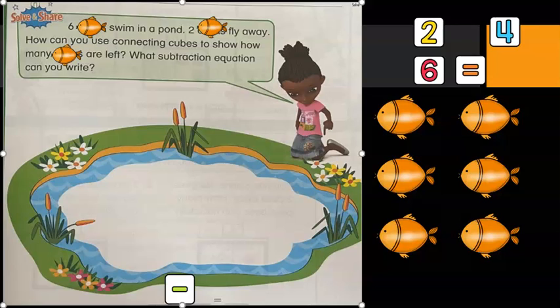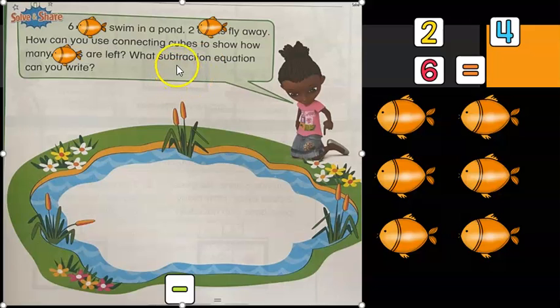This week, we are going to continue our math lesson. Now, boys and girls, we've been doing addition equations. Now, we're going to learn what subtraction equations are. Just pay attention and keep looking at your screen and you will be able to pick this up.